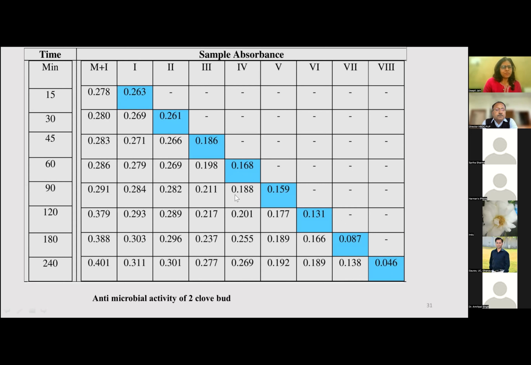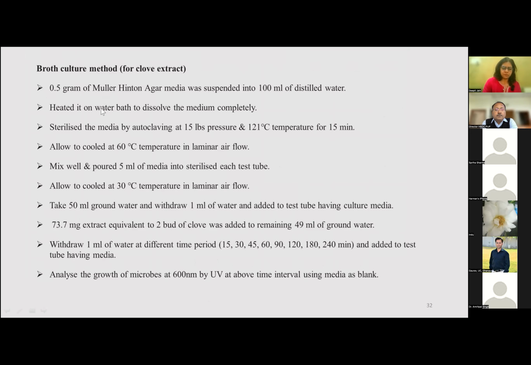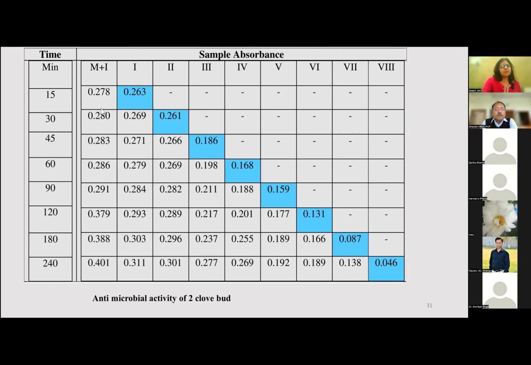We checked the first sample in which no clove was added. There is also one thing to note: without adding any clove, the microbial count is increasing, from 0.278 to 0.401. When we store water, the reproduction of those microbes gets enhanced. And after withdrawing the clove, it again increases.